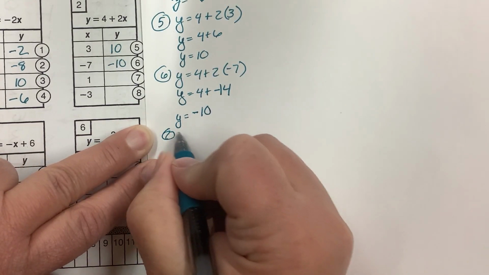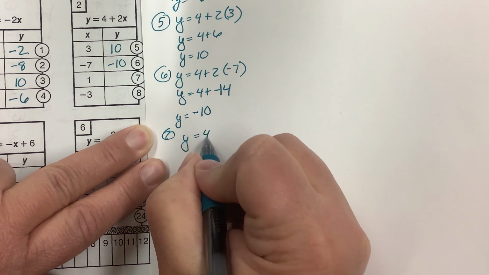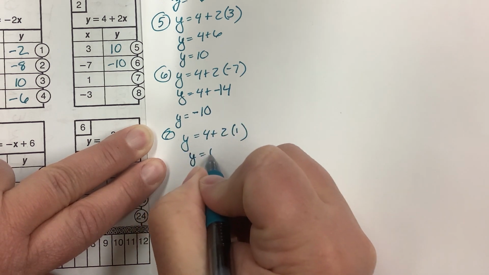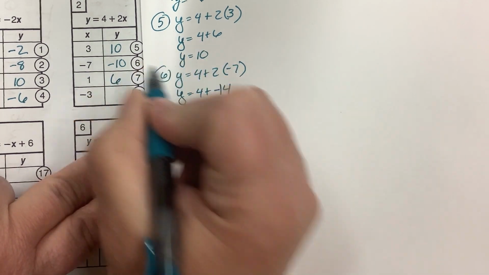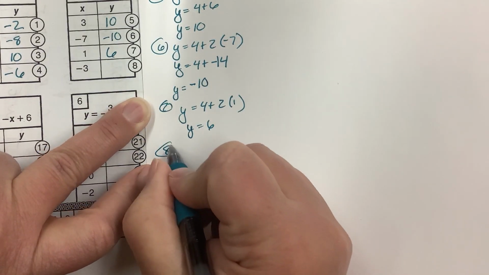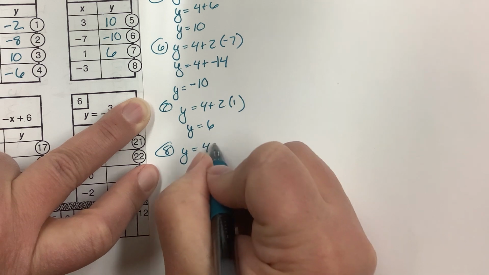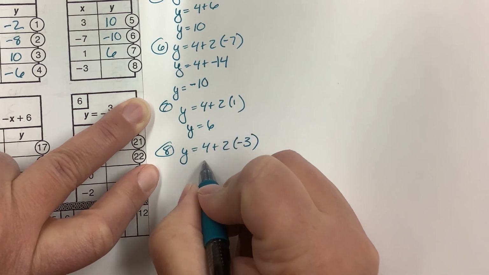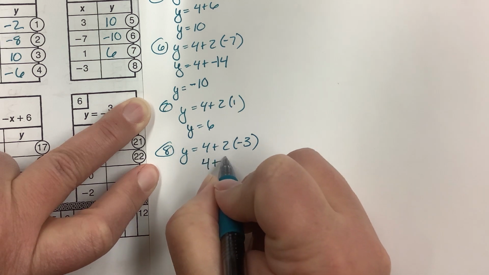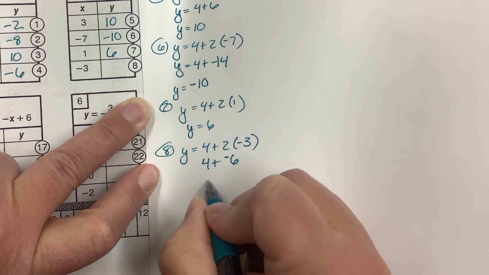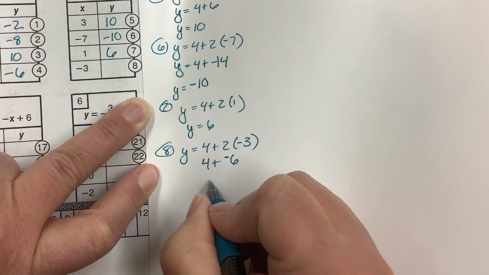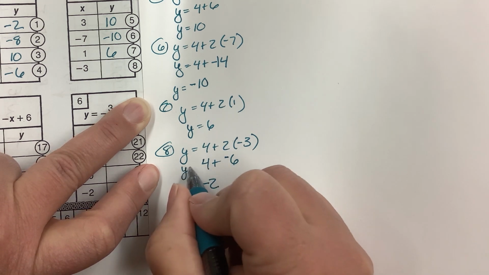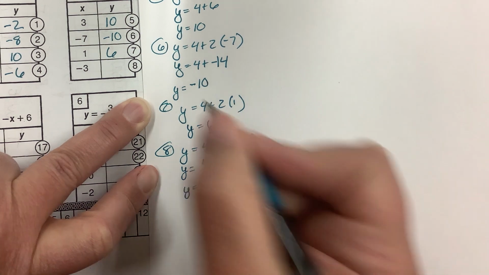Number 7. Y equals 4 plus 2 times 1. Y equals 6. I don't even have to do anything there. All right, number 8. Y equals 4 plus 2 times negative 3. 2 times 3 is negative 6, so 4 plus negative 6. Negative 6 and 4 is, well, the signs are different, so you subtract. And 6 is larger, so negative 2. So y equals negative 2.